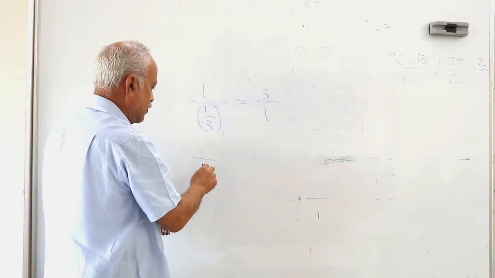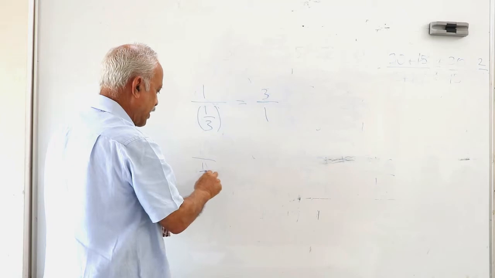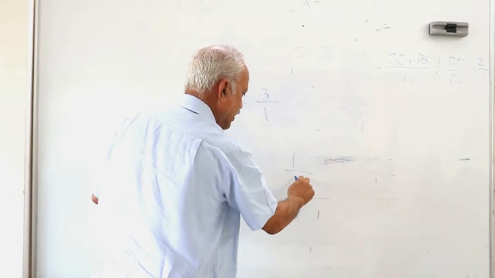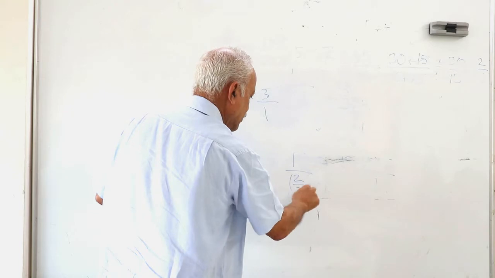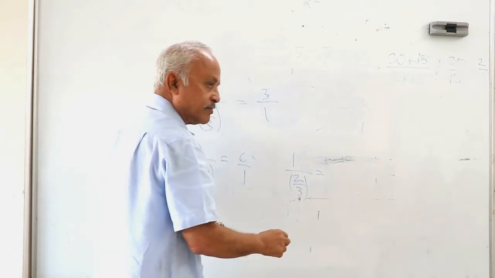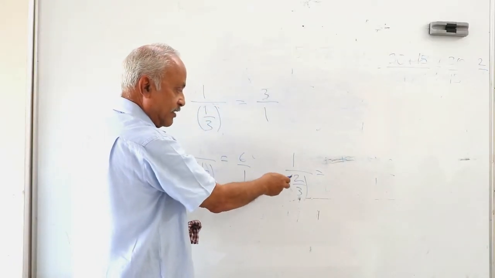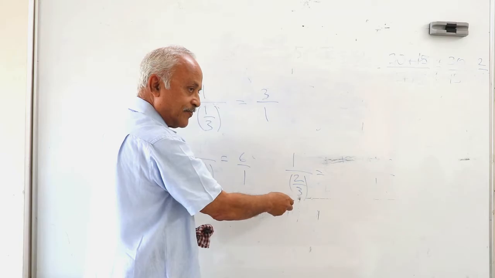1 divided by 1 by 6 is equal to? 6 by 1. And then we did finally 1 divided by 2 by 3 is equal to? 1 by 6 is 6 by 1. 1 divided by 2 upon 3 is 3 by 2 upon 1.